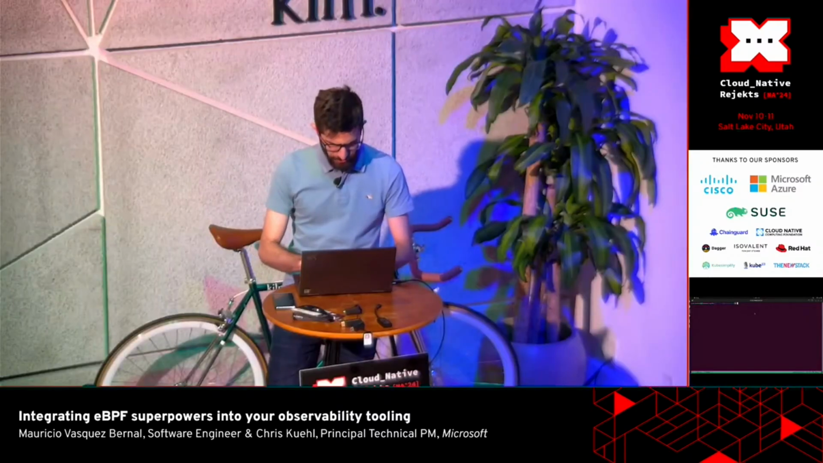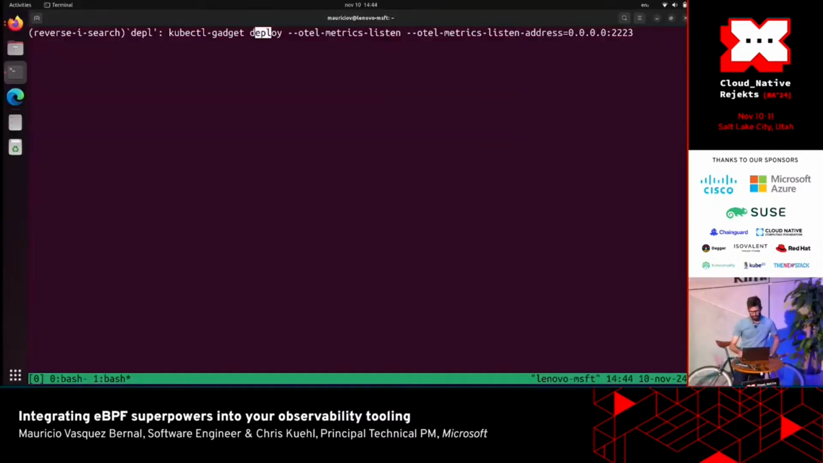And yeah, in order to do that, the first thing that I need to do is to deploy Inspektor Gadget to the cluster. What I'm saying here is enable Inspektor Gadget to export metrics to OpenTelemetry. We are using the OpenTelemetry library to export metrics to Prometheus as well.